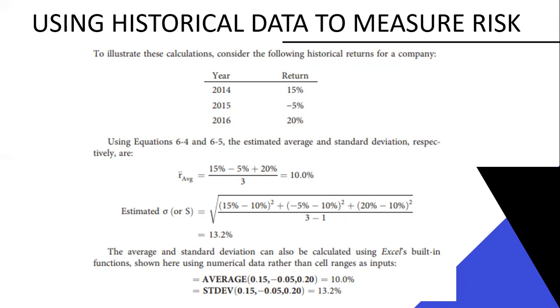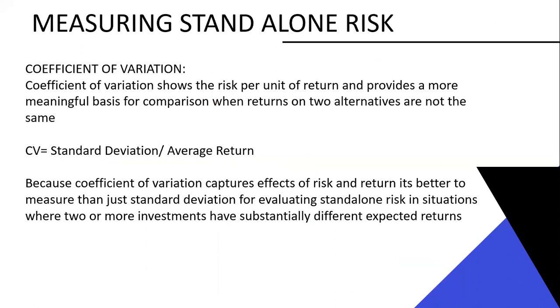Now, as I just mentioned in the previous slide, a shortcut to doing all of this is, you do need to know how to do it, but if you're running short on time and you have a question of calculating standard deviation on your exam, I would highly recommend using the Excel function, which is STDEV brackets. All you have to do is convert these returns into decimals. So it would be 0.15, negative 0.05, 0.2, close the bracket, press enter, and you would get 13.2%. So that's just a little bit about measuring risk.